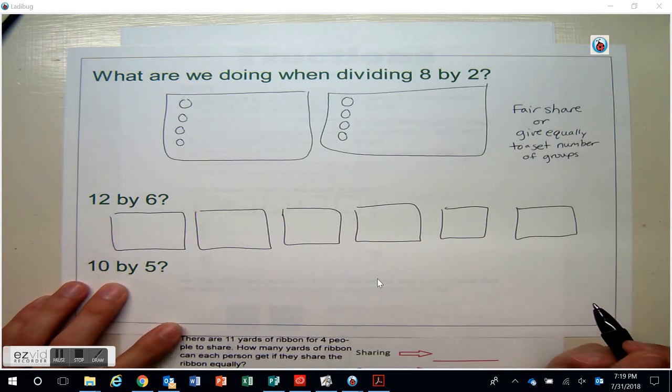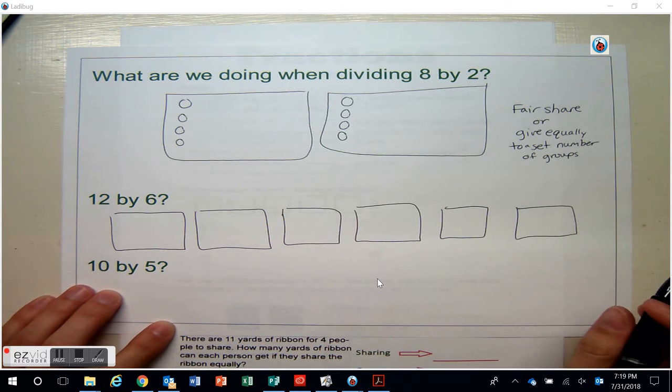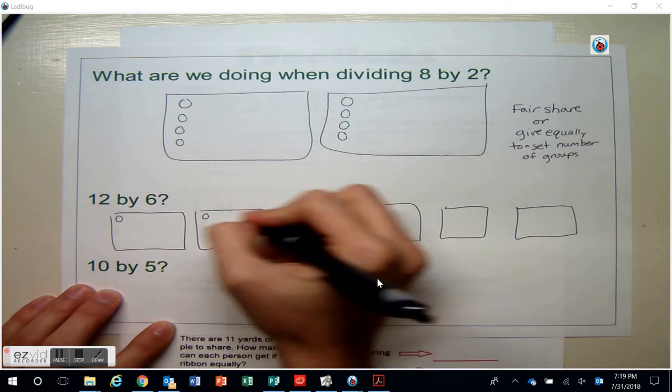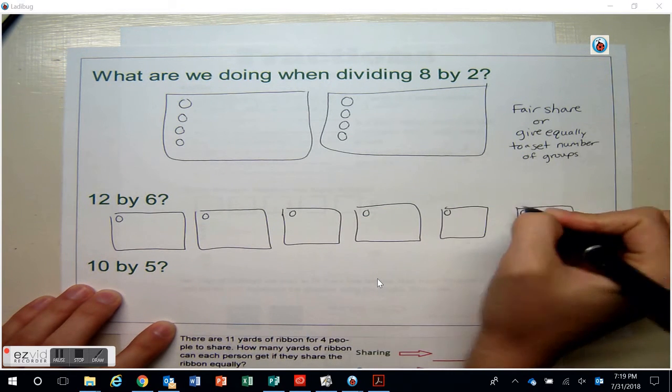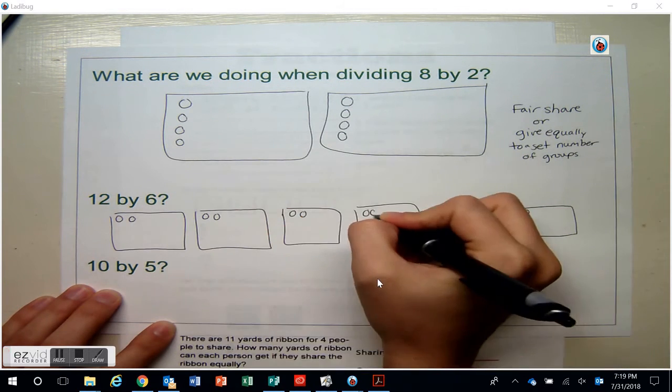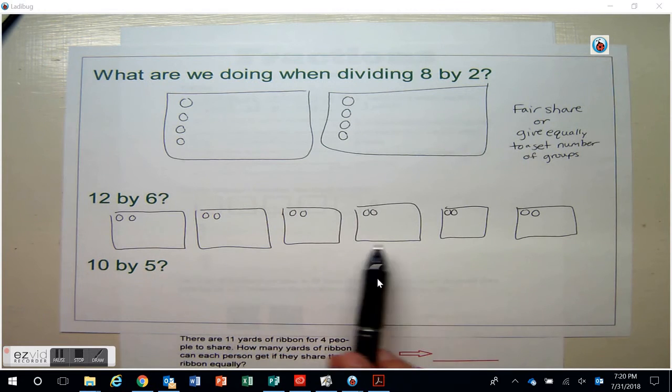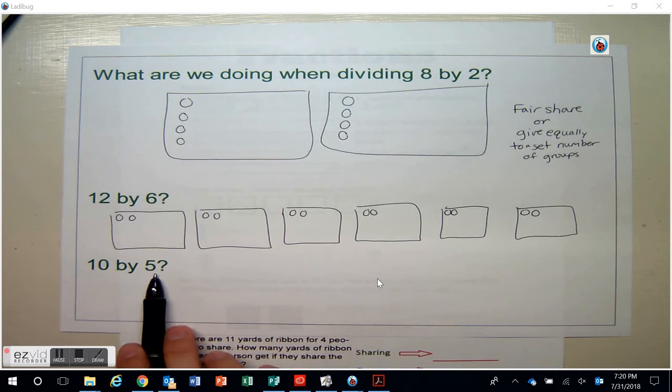So if I have 8, let's say 8 little circles, I'm just going to share equally, fair share, and go until I reach 8. 1, 2, 3, 4, 5, 6, 7, 8. So 8 divided by 2 gives me 1, 2, 3, 4. 8 divided by 2. I split 8 up into 2 groups. So I'm fair sharing or giving equally to a set number, which in this case was 2 groups.